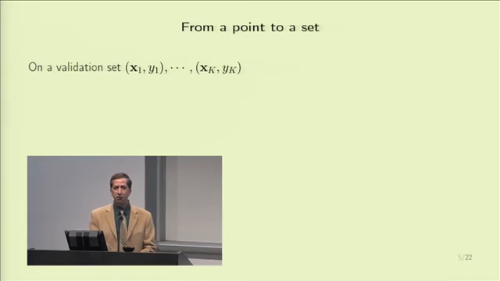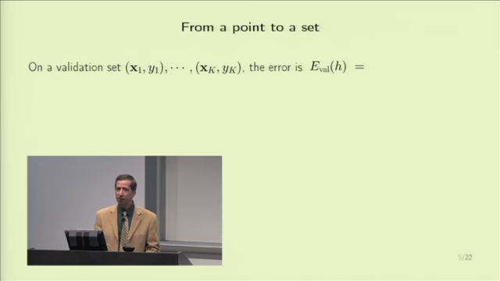Now, the notation we are going to have is that the number of points in the validation set is capital K. Remember that the number of points in the training set was capital N. So this will be K points, also generated according to the same rules, independently according to the probability distribution over the input space. And the error on that set, we are going to call E val, as in validation error. So we have E in, and we have E out. Now we are introducing another one, E val, the validation error.